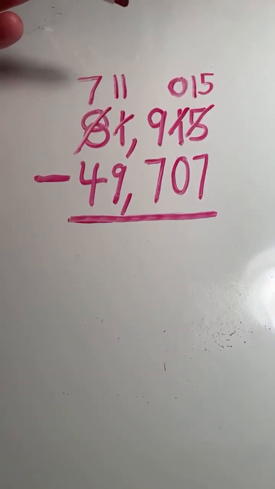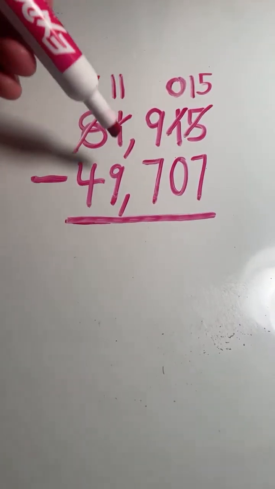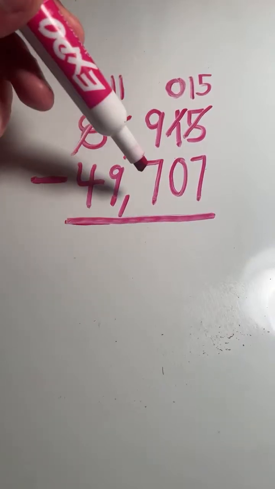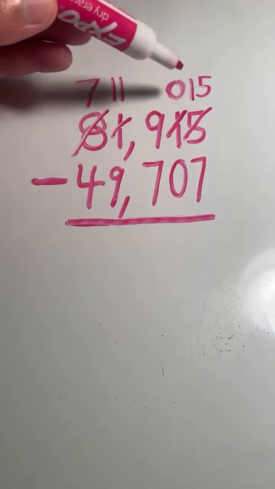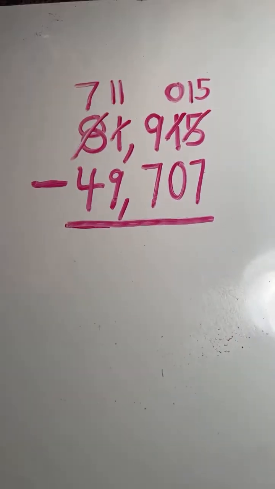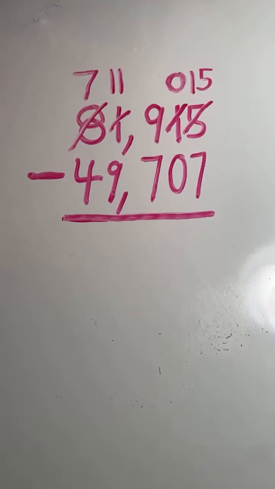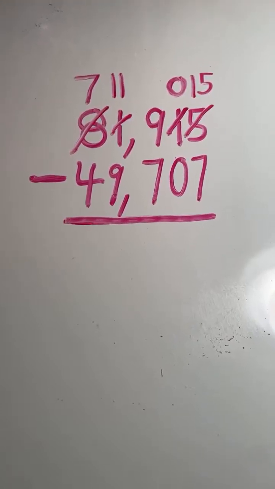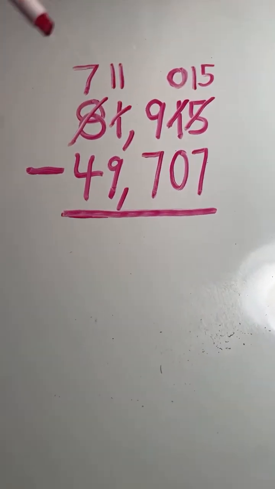Double checking, making sure all of the top digits are either bigger than or equal to the bottom digits. So 7 is bigger than 4, 11 is bigger than 9, 9 is bigger than 7. In the tens place, both digits are the same, 0. The digits can be the same. It's okay if they're the same. The only time where it does not work is if the bottom digit is bigger. 15 is bigger than 7. All right, we are ready to subtract.